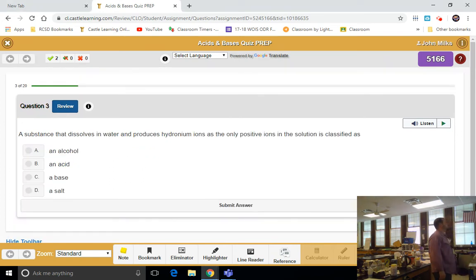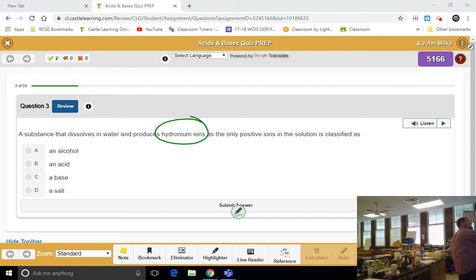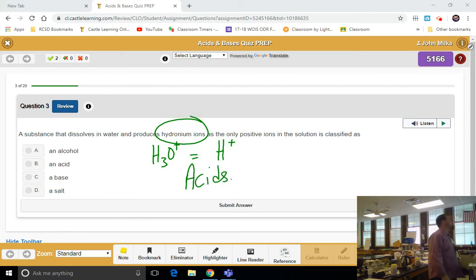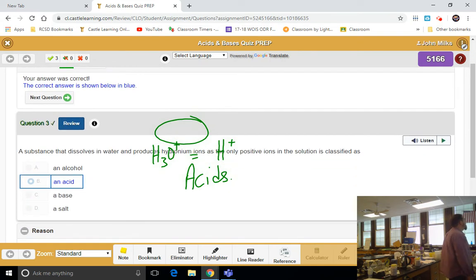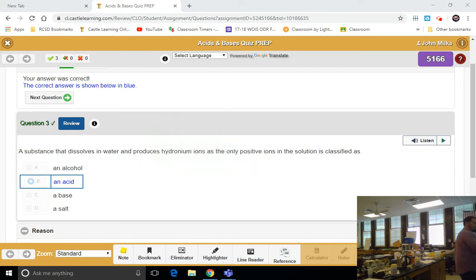A substance that dissolves in water and produces hydronium ions. Hydronium ion, you do need to know, is H3O plus, and we all know that that equals H plus. These all go along with acids. Okay, so using what we know, acids is the only positive ion in solution. Oh, look, I wrote acids, and look at it. It's not an alcohol or a base or a salt. We've heard three of these terms this unit. We have not talked about alcohols yet, so it'll be in a future unit. So that's how we can tell that we're not using that one right now. We'll get there.